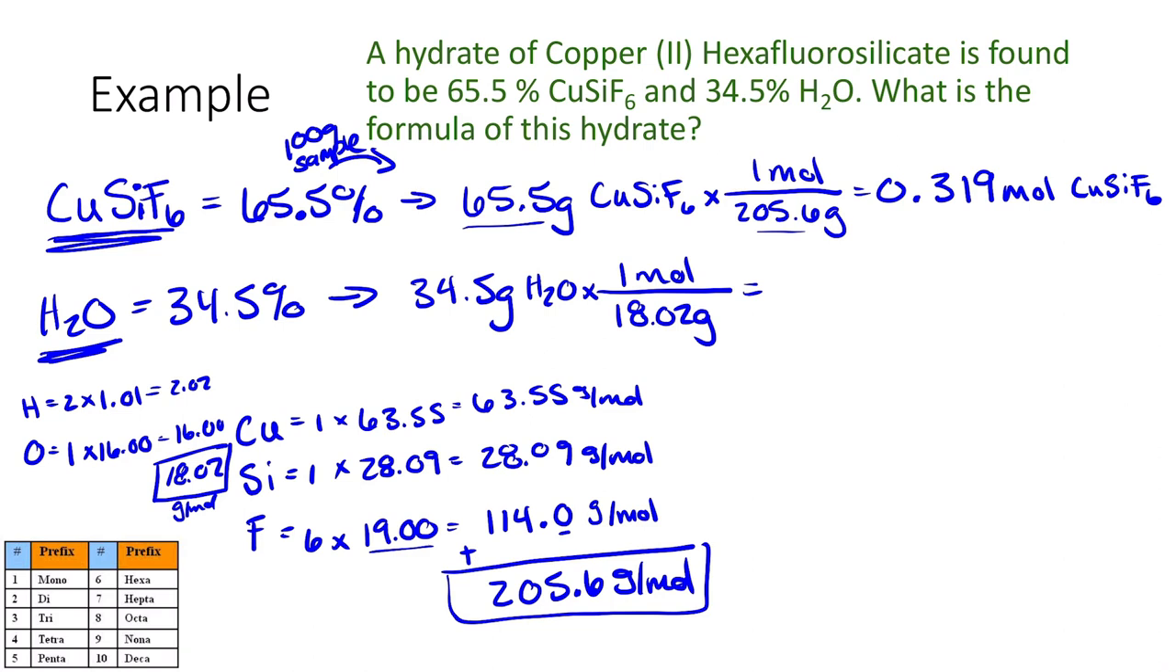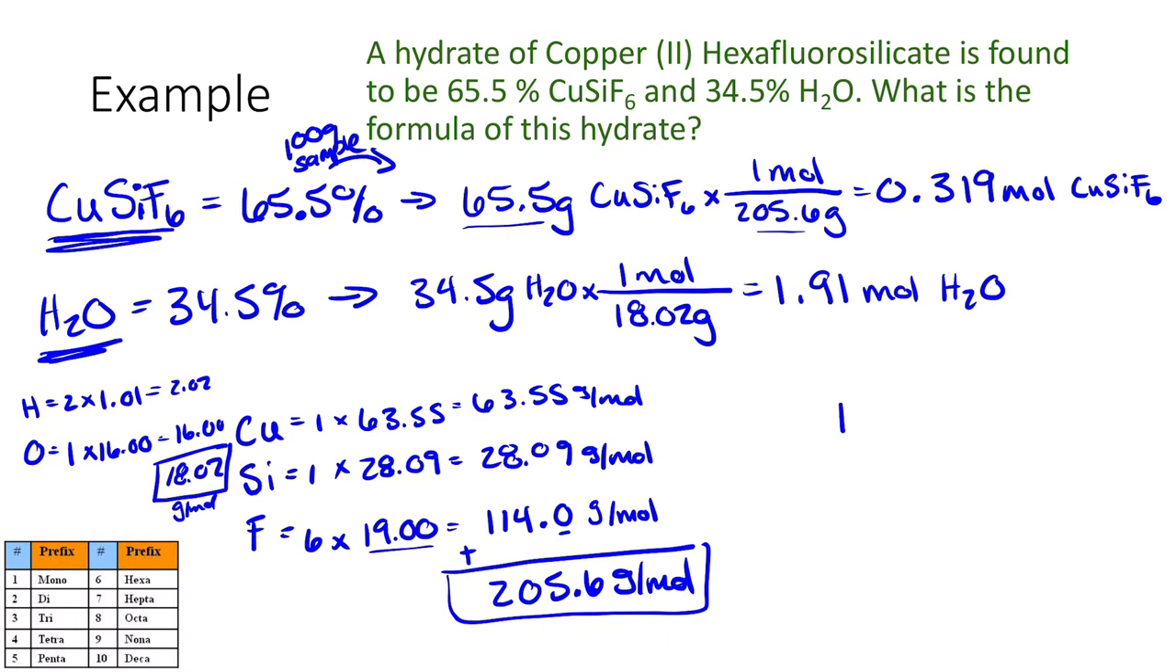18.02, and I end up with 1.91 moles of water. All right, so now what I want to do is I want to divide the moles of water by the moles of the compound. I'm either going to have 1 mole of water for every mole of the compound or more. So I want to always put water on top. Always remember to put water on top for this calculation.